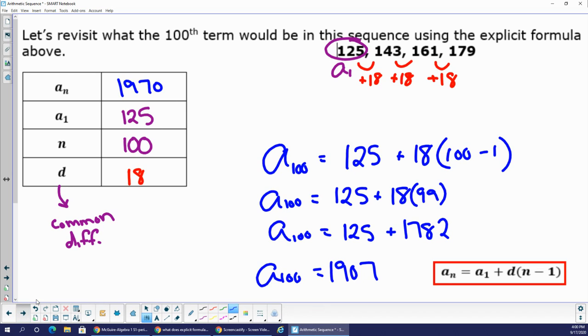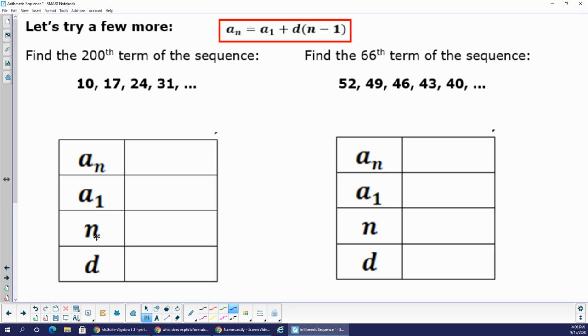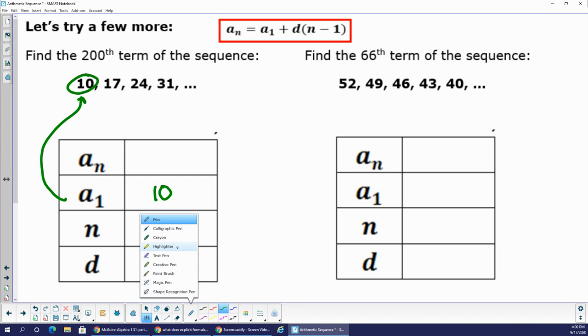We're going to do two last quick examples, and then we're going to call it a day. So these are just basic, boring problems, no context behind it, just getting us geared towards identifying some of these values. Okay, so first off, a sub 1 is always my first term. So in this example, my first term is a 10. All right, this specific problem is asking for the 200th term. So the 200th term, that's going to be my n value here.